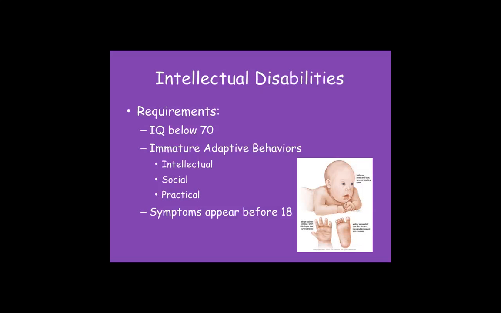Now, when we talk about intellectual disabilities, there are some requirements. If you have an IQ of 70 or below, there will be some immature adaptive behaviors. First of all, it'll happen intellectually, socially, and practically. And the symptoms appear before about 18 months. You can look right here at this picture.